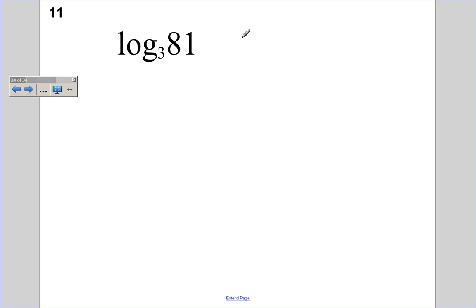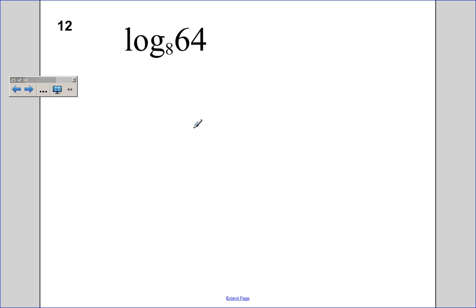Try this one. Log base 3 of 81. 3 to which power equals 81? Well, 3 times 3 is 9, times 3 is 27, times 3, that equals 81. Since there's 4 of them, our answer is 4.